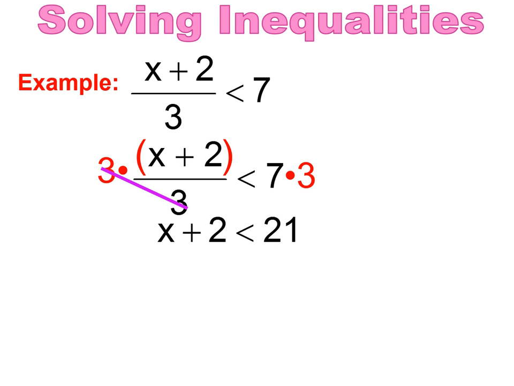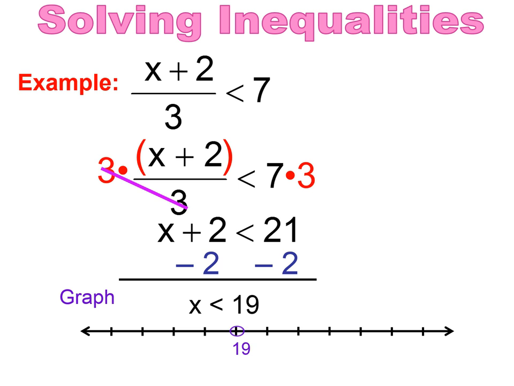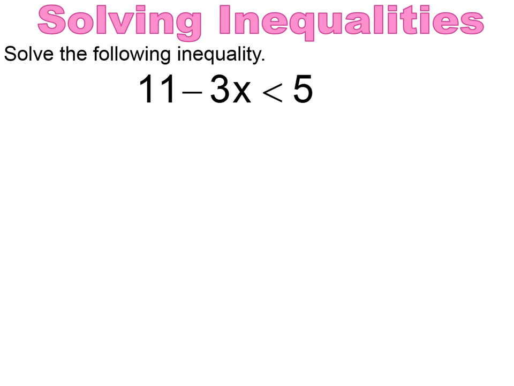And now it's a one-step inequality. I subtract 2 from both sides, and I get my solution. X is less than 19. And I'm going to graph my solution. It's an open circle at 19, and I shade to the left. Pause and try.